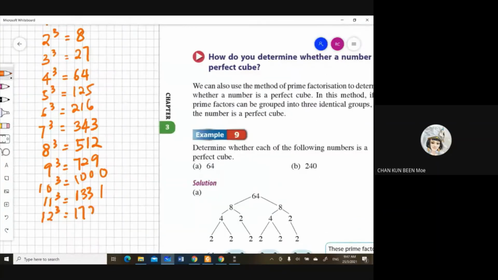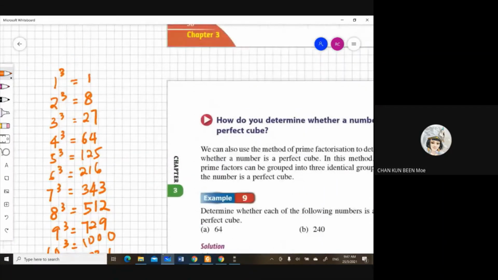So 1,728. Okay, class. So same thing for this, all of this number over here, the one on the right now, we called it perfect. Perfect what?